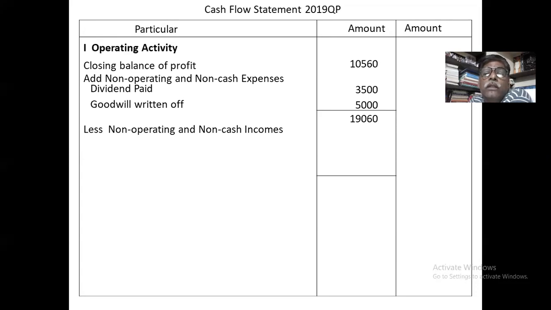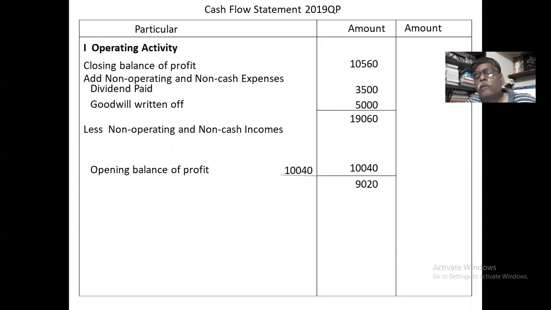Less non-operating income and non-cash items. Under that, only one item, you take opening balance of P&L account, 10,040. 10,040 you deduct, 9,020 remains. In this 9,020 rupees, you add increase in current liability and decrease in current asset.